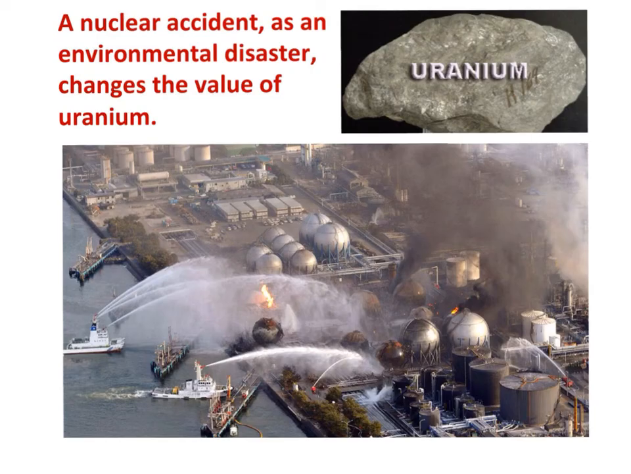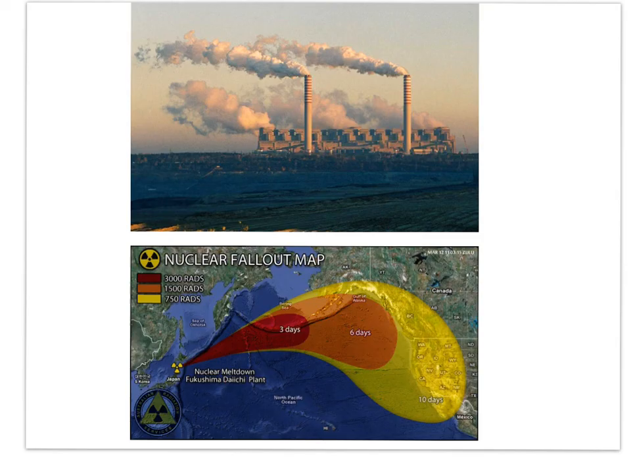Dramatic environmental degradation, like a nuclear accident, changes the status of uranium as a choice for energy. As a result of the nuclear accident in Chernobyl, 1986, and Fukushima, Japan, 2011, societies are skeptical about nuclear power. For example, there has not been a new nuclear reactor built in the United States since the early 1970s.